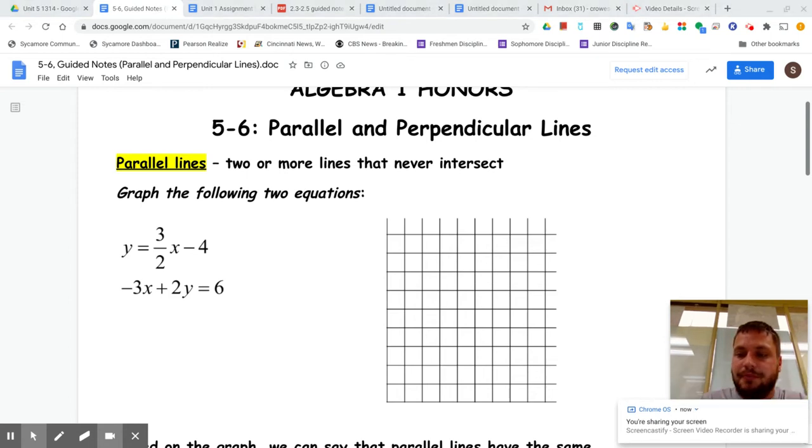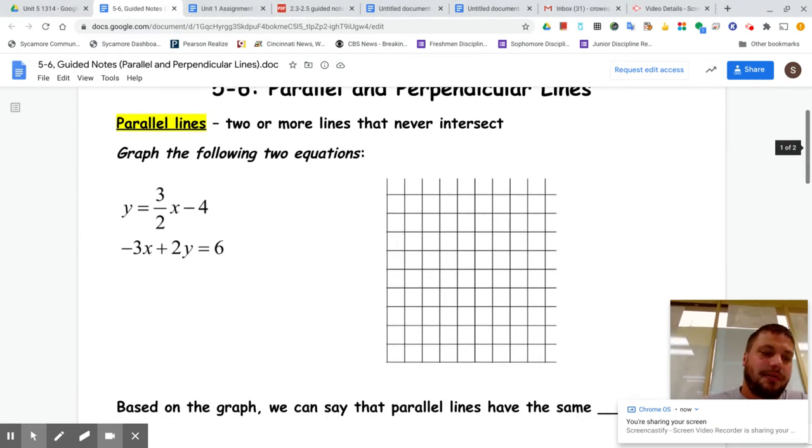Parallel lines are two or more lines that never intersect. Okay, they do not cross, they do not touch. All right, and we're going to figure out what makes two lines parallel with this quick example.